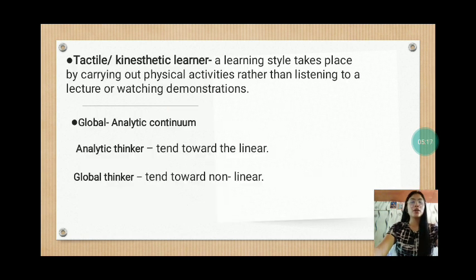Next, we have the tactile or kinesthetic learner, a learning style which takes place by carrying out physical activities rather than listening to a lecture or watching demonstrations. A tactile learner needs to physically touch or try something in order to learn the concept best. They learn by touching and doing things. They are often called multisensory learners. Why is it called multisensory learning? Because tactile learners hear or see to learn and complete their learning by trying things out themselves.